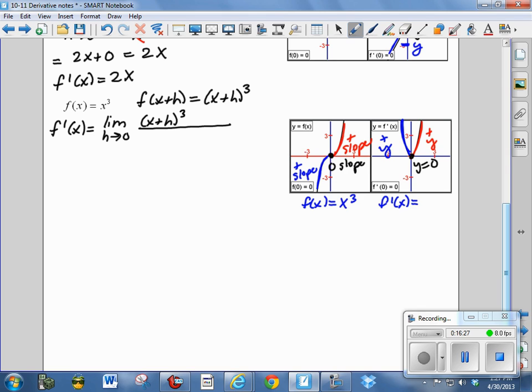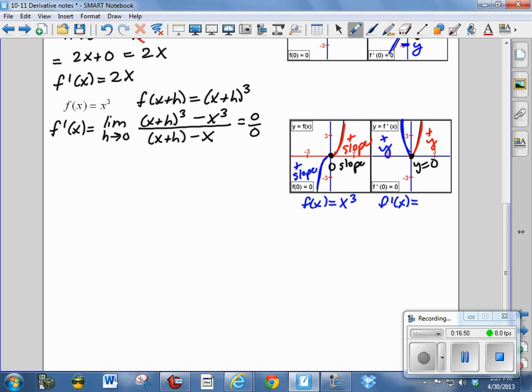plus h minus x. If you substitute h equals 0 into this function, I end up with x cubed minus x cubed over x minus x, and I get 0 over 0. That means I have a removable discontinuity. If I multiply this out and simplify it, I will be able to remove the discontinuity and find the limit.